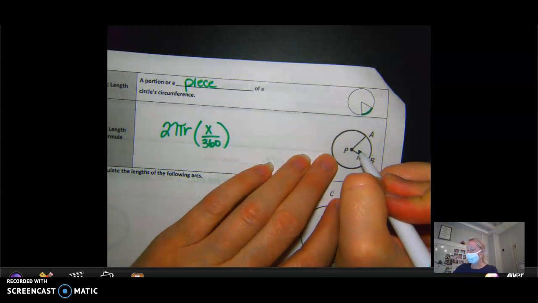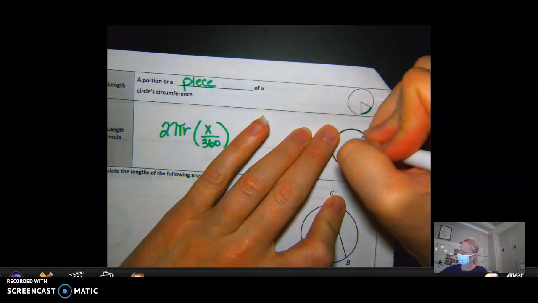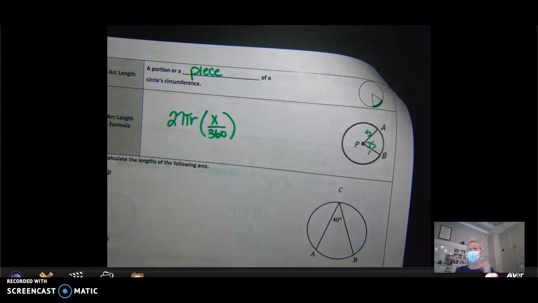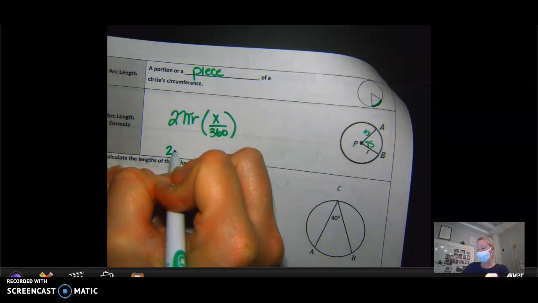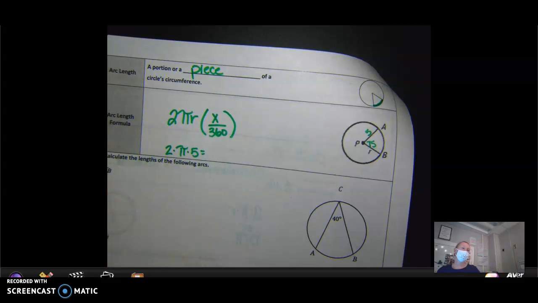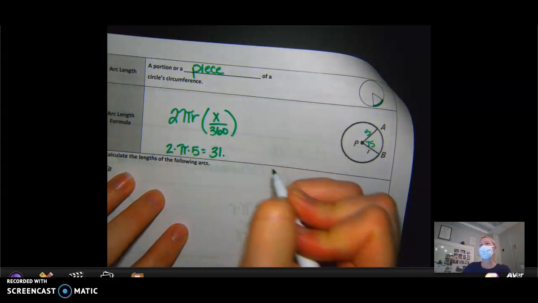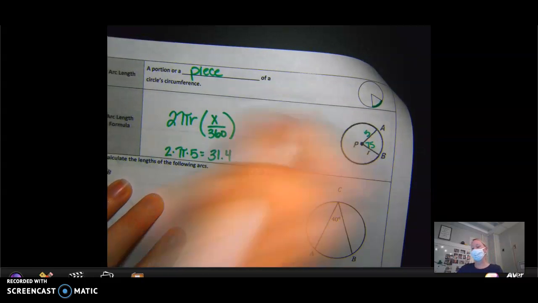Okay, there's a couple ways to find this. So let's say that this circle said it was 75 degrees and it had a radius of 5. First off, let's find the circumference of this circle. How would I find the circumference of this circle? 2 times pi times 5. Go ahead and give me a rounded answer to the nearest tenth on that. 31 point what? Okay. So what they're saying is all the way around the circle is 31.4.